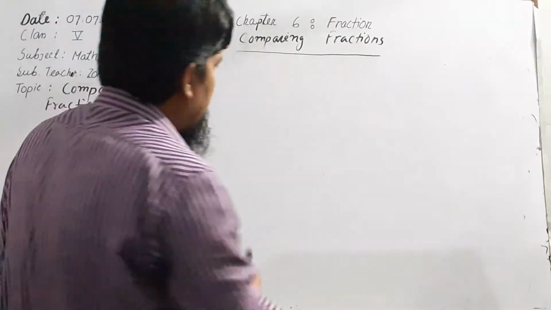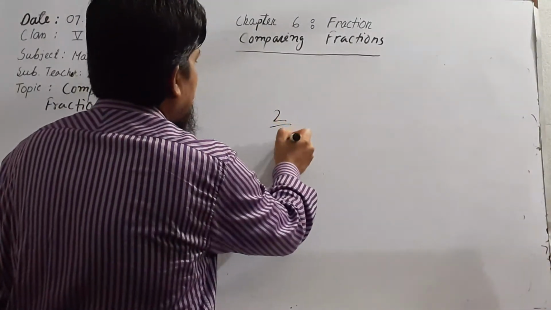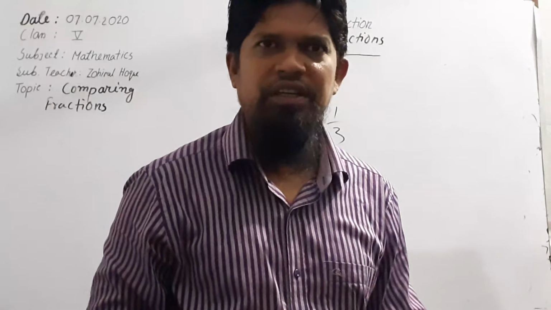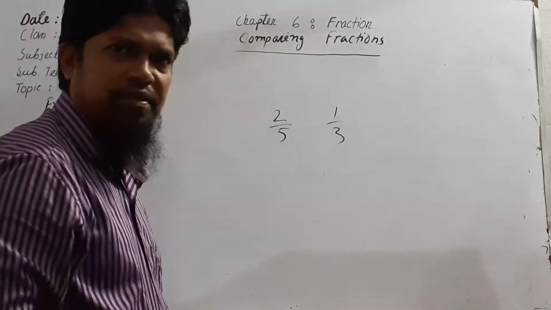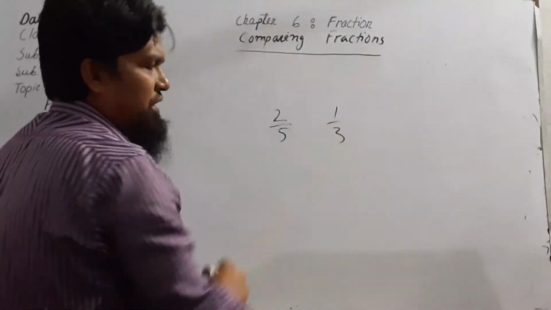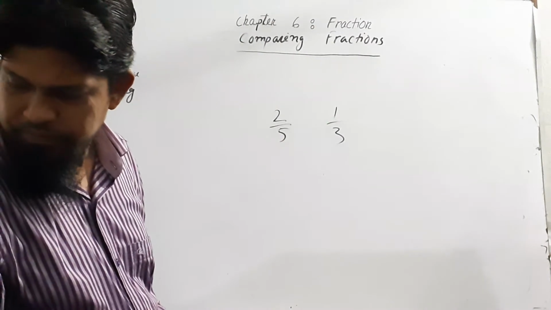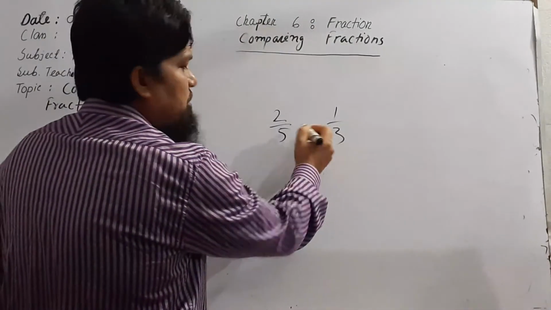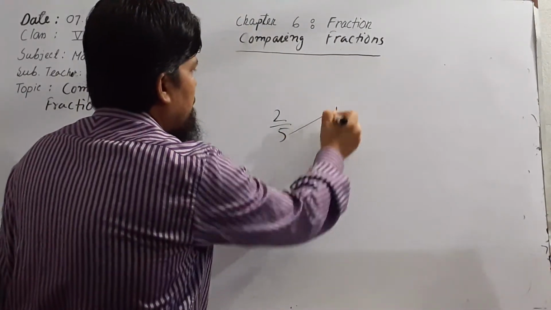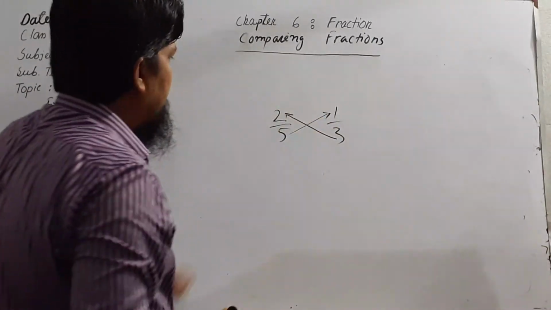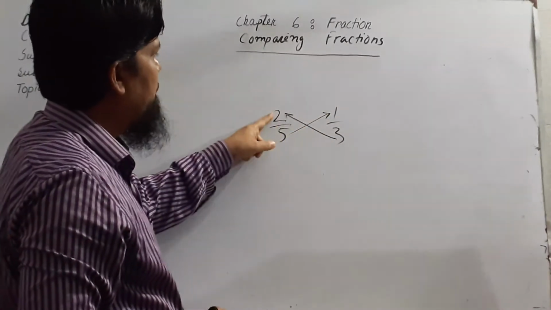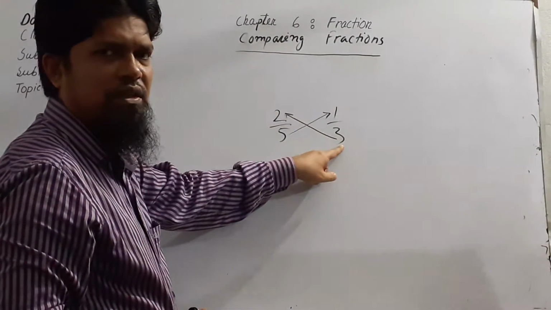Now the short technique, how can we compare 2 by 5 and 1 by 3? This is the easiest technique ever. In the short question answer, you will apply this technique. While comparing between two fractions, we will just cross multiply. This is the cross multiplication method. We will multiply the denominator of the first fraction with the numerator of the second fraction, and the numerator of the first fraction with the denominator of the second fraction.